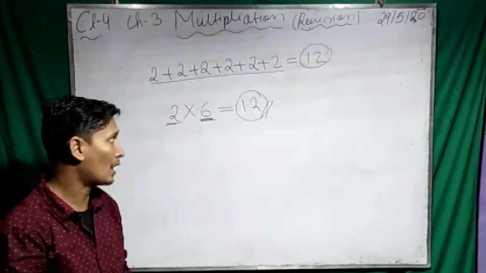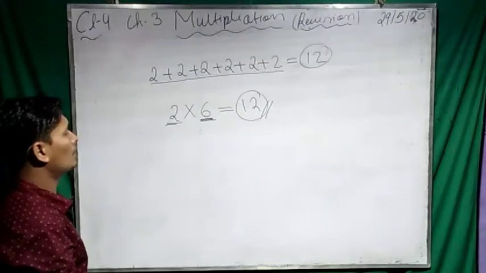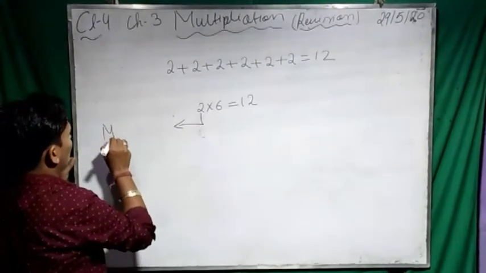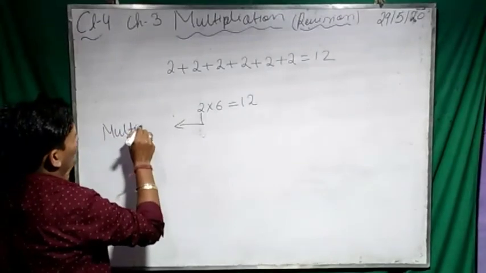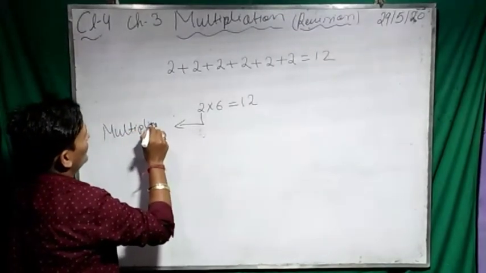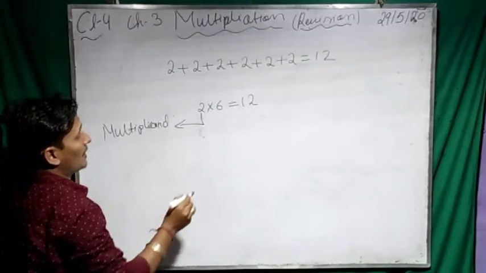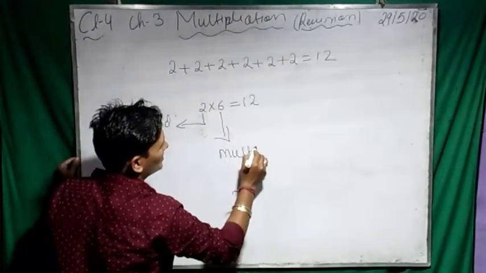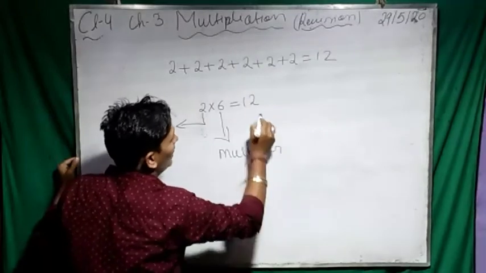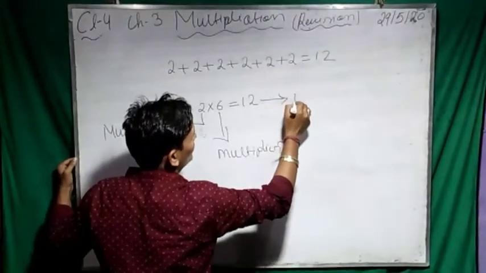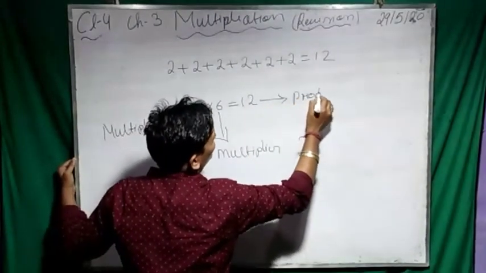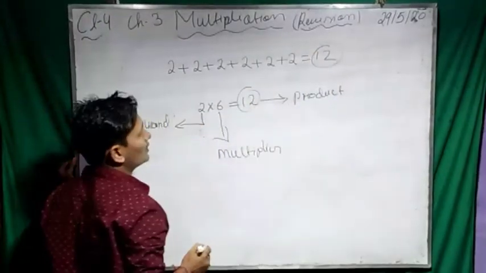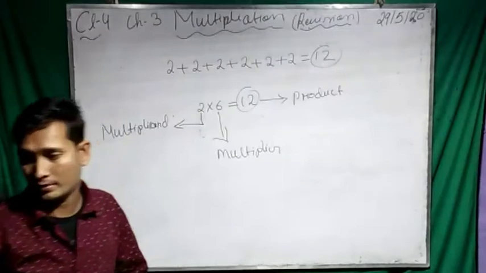Okay? So now we all know this 2 is known as the multiplicand. And this 6 is known as the multiplier. And this 12 is known as the product. Got it? This 12 is known as the product.